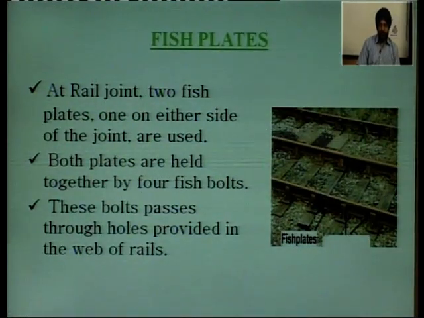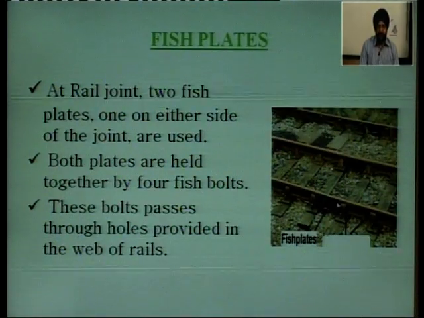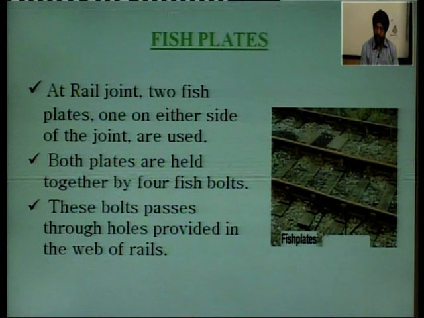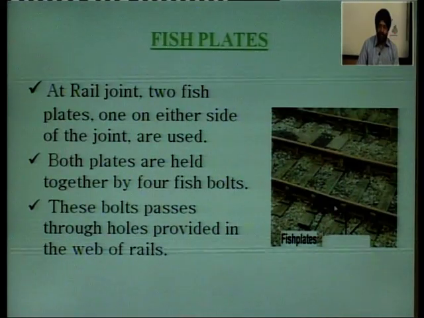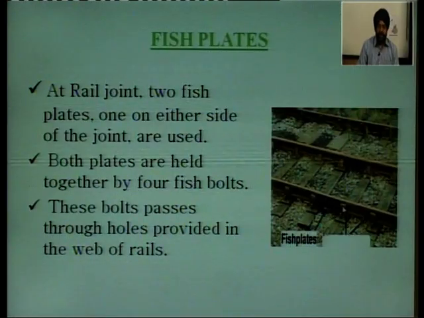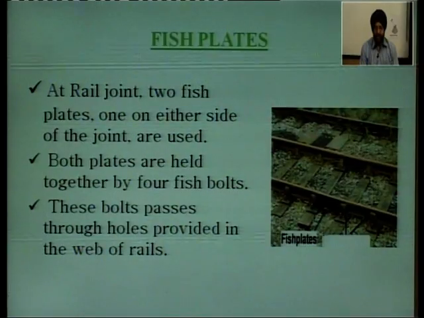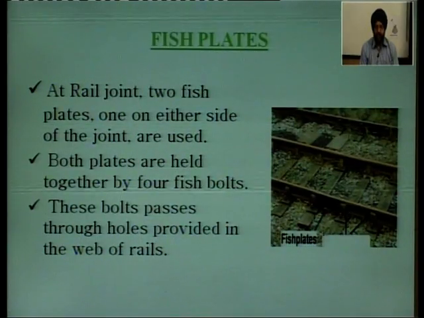Moreover, at the rail joint, wherever the joint is, 2 fish plates, one on either side of the joint, are used. Now, this is important. We are not using a single fish plate. We are using them on both sides, on the outer side of the railway track as well as on the inner side, in the form of a pair, you can say. So, at the rail joint, 2 fish plates, one on either side of the joint, are used.